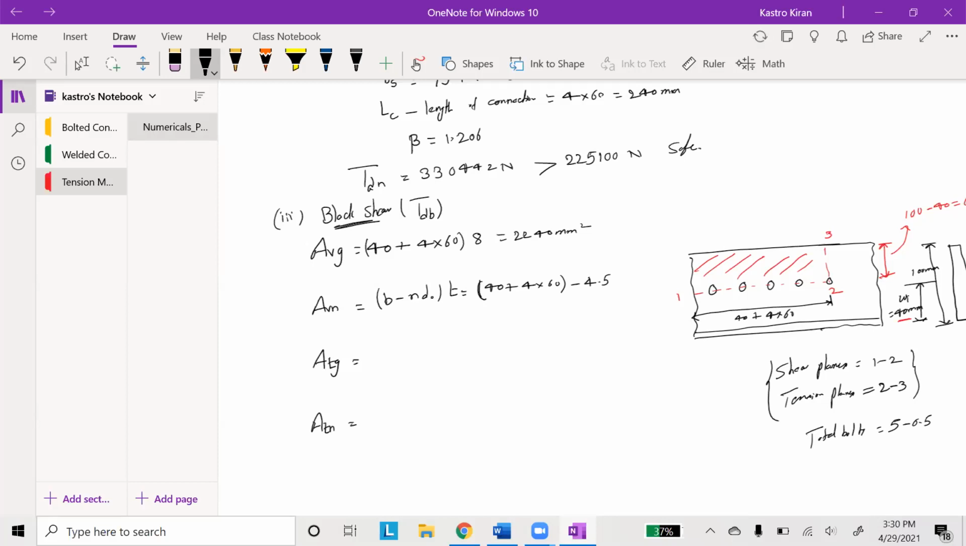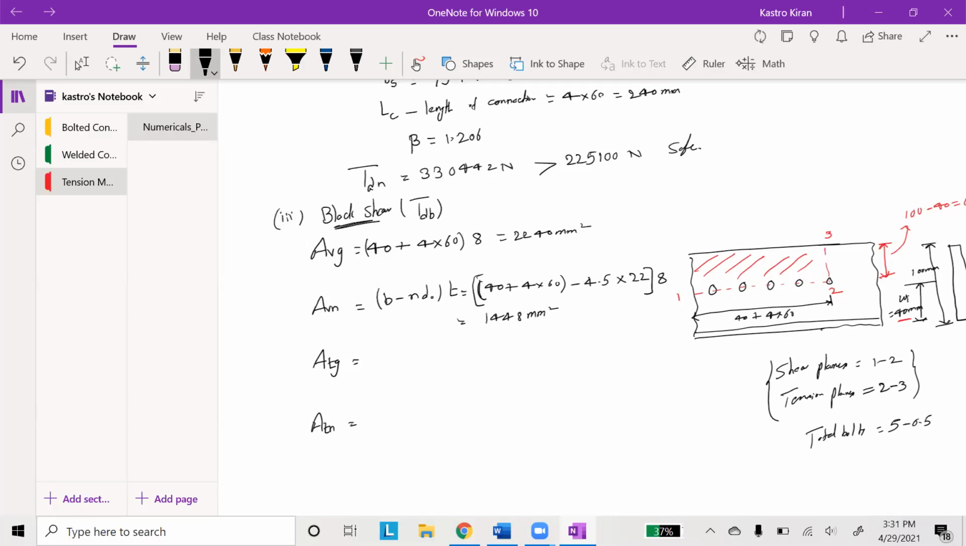So N into D naught, which is 22, that is the diameter of the bolt hole, into the thickness of the angle section, which is 8. Okay, so this value will be obtained as 1448 mm square.